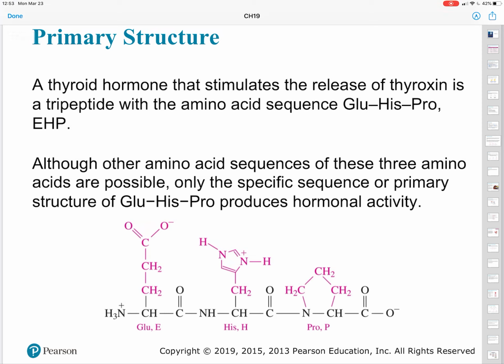So this thyroid hormone that stimulates the release of thyroxine, tripeptide, glu-his-pro. So this is telling us what I was telling you a little earlier. The specific sequence makes a huge difference. Just changing the order of this, keeping the same 3 amino acids, this would no longer do the job that it does here, releasing this thyroxine. So primary structure is the sequence, and the sequence is very specific and matters.